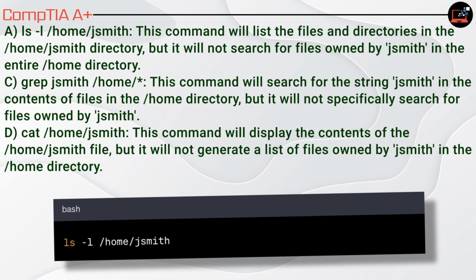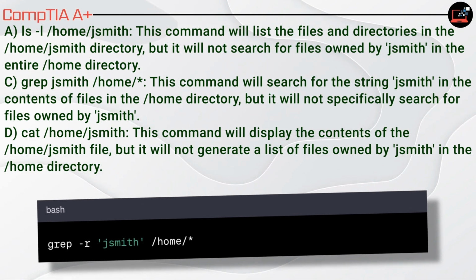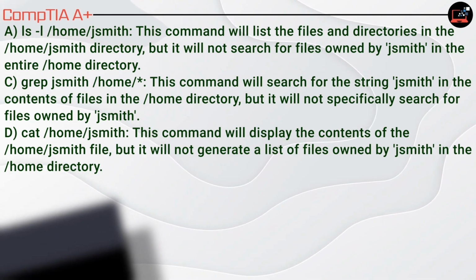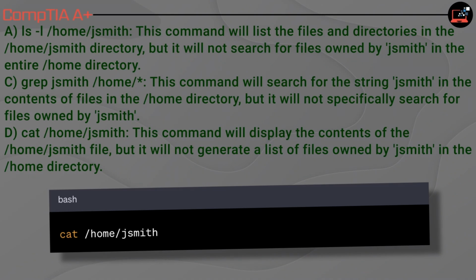A. ls -l /home/jsmith. This command will list the files and directories in the /home/jsmith directory, but it will not search for files owned by jsmith in the entire /home directory. C. grep jsmith /home/*. This command will search for the string jsmith in the contents of files in the /home directory, but it will not specifically search for files owned by jsmith. D. cat /home/jsmith. This command will display the contents of the /home/jsmith file, but it will not generate a list of files owned by jsmith in the /home directory.